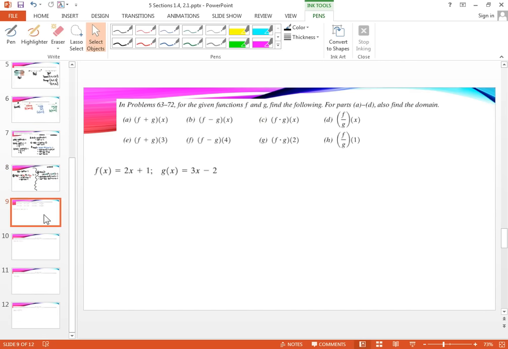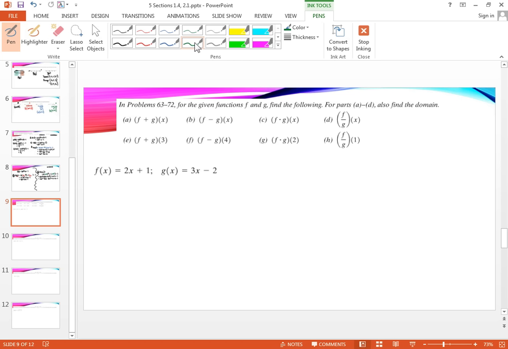there are several of these in the same section where they're having you do the addition, subtraction, multiplication, and division with the two functions. It works out so beautifully. Notice that here it says find the following for parts A through D, also find the domain. I'm going to do that first. Okay, so I'm going to come down here and look at f, and I'm going to say, f is 2x plus 1.